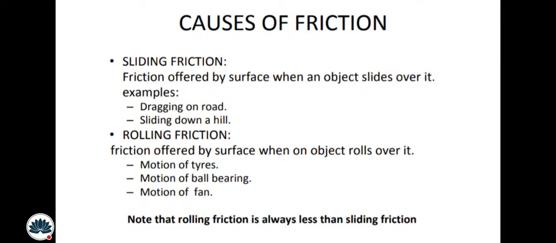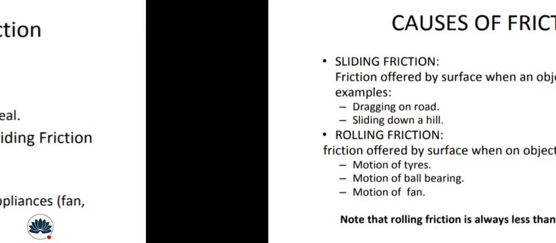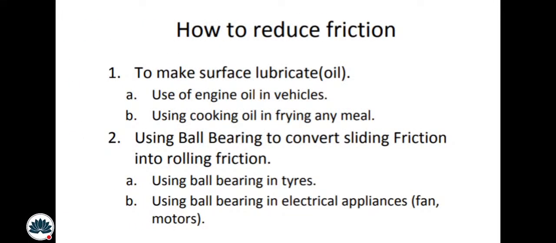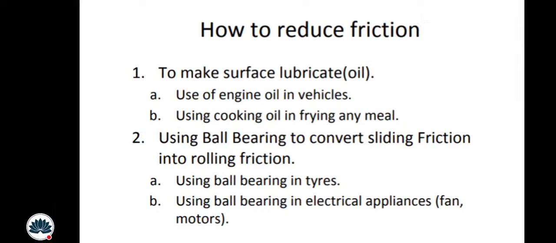That is why we are required to say rolling friction is less than sliding friction. How to reduce friction? Make the surface lubricated or oily, meaning using oil. Examples are the use of engine oil in vehicles, using cooking oil in frying any meal, and using ball bearings to convert sliding friction into rolling friction. Meanwhile, ball bearings are used in tires and in electrical appliances such as motors, fans, etc.